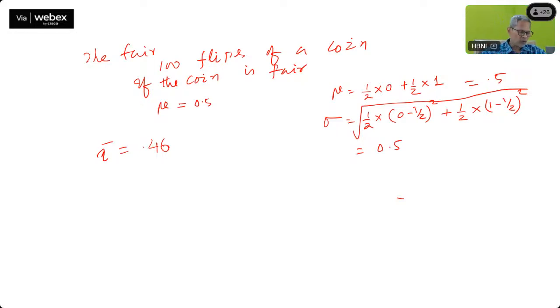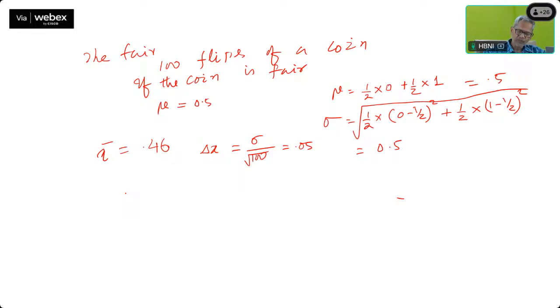The mean we got is 0.46 instead of 0.5. Then you see whether this measurement is due to a fair coin or it is a biased one. And then our delta x, the uncertainty, would be this sigma by root n. Okay.